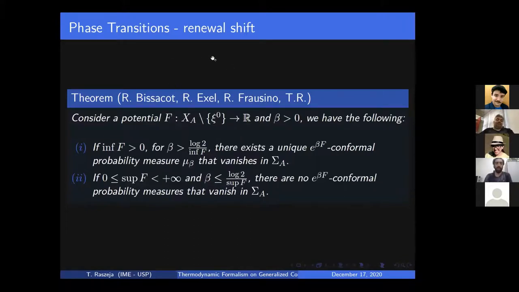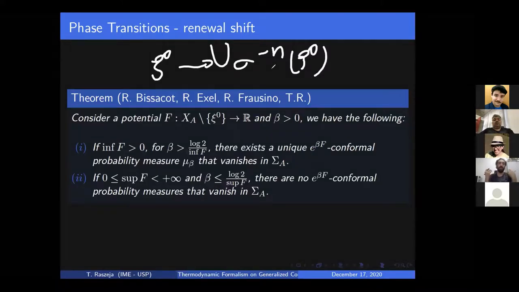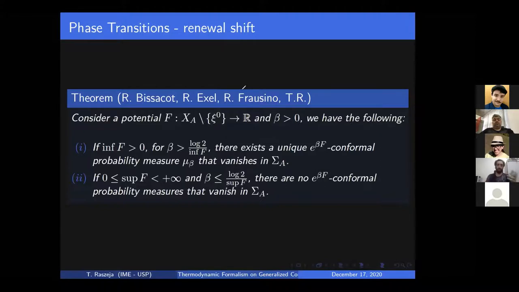When you have the Renault shift, this is an important thing. I should have talked about this previously actually. There is a unique empty string configuration in the Renault shift. And if you take the pre-images of this configuration, you recover the whole set Y_A. So in this case, when you write the conformality equations, you can state equations for measures which live in the Y_A set and give mass zero to the standard Markov shift. This is the main thing here.